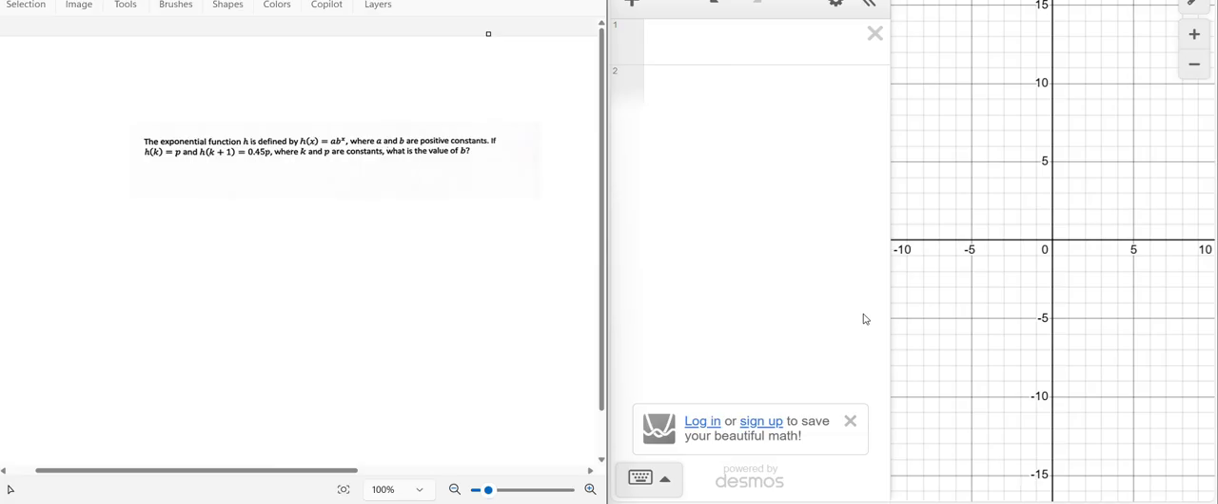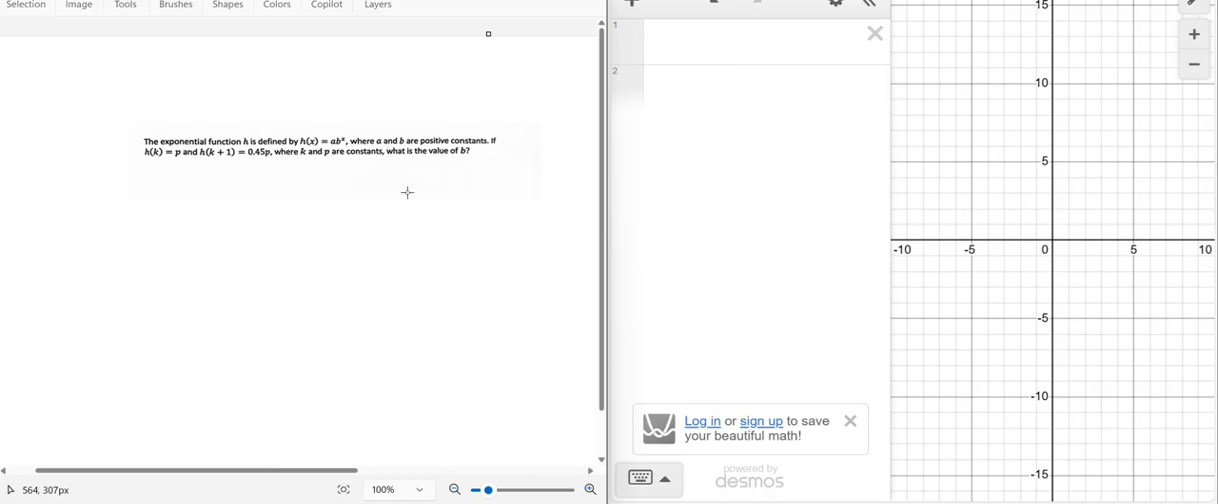If h(k) = p and h(k+1) = 0.45p, where k and p are constants, what is the value of b? So what we have understood from the question is that the function h(x) is given, and when x equals k, y must be p, and when x equals k+1, y must be 0.45p. Here k and p are constants, which means k and p can be some integer constant, or you can put decimal points as well.